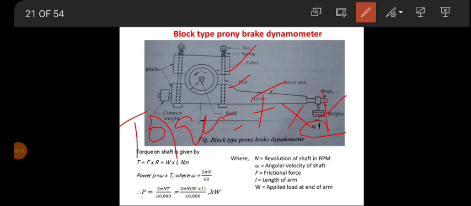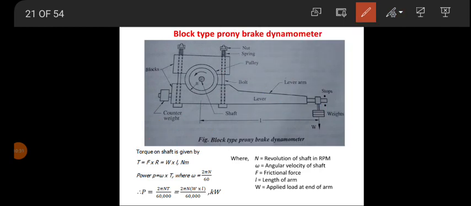So I'm repeating. When we go on increasing the weights, the wooden blocks start coming close to each other. When the weight reaches its maximum limit, at that time the pulley stops the rotation of the shaft. So when the shaft rotation stops, then we find the torque.